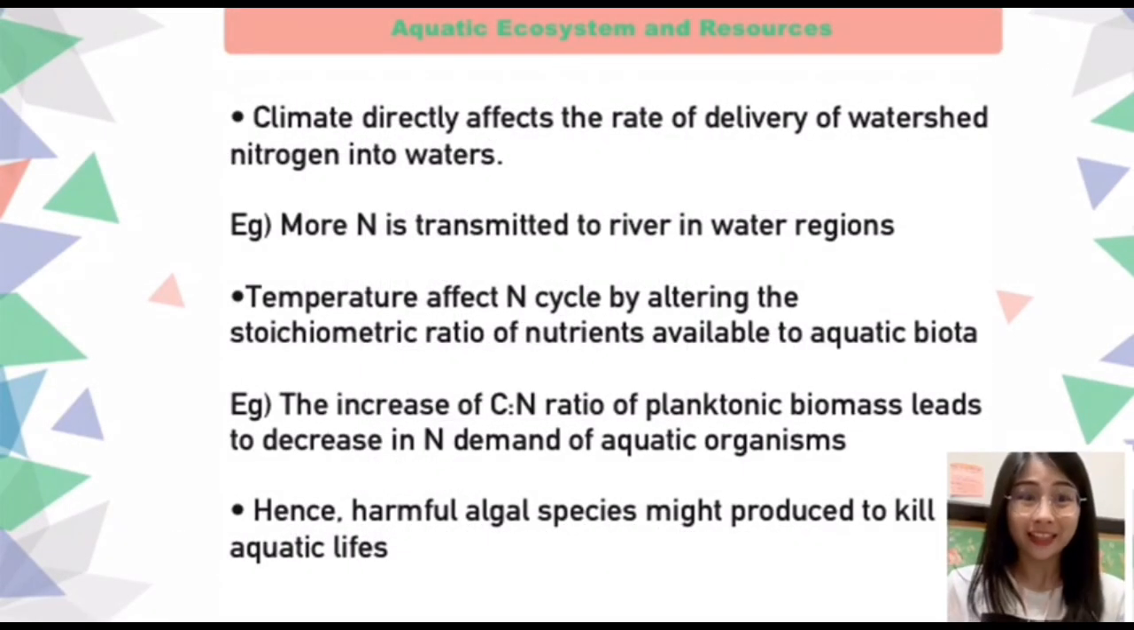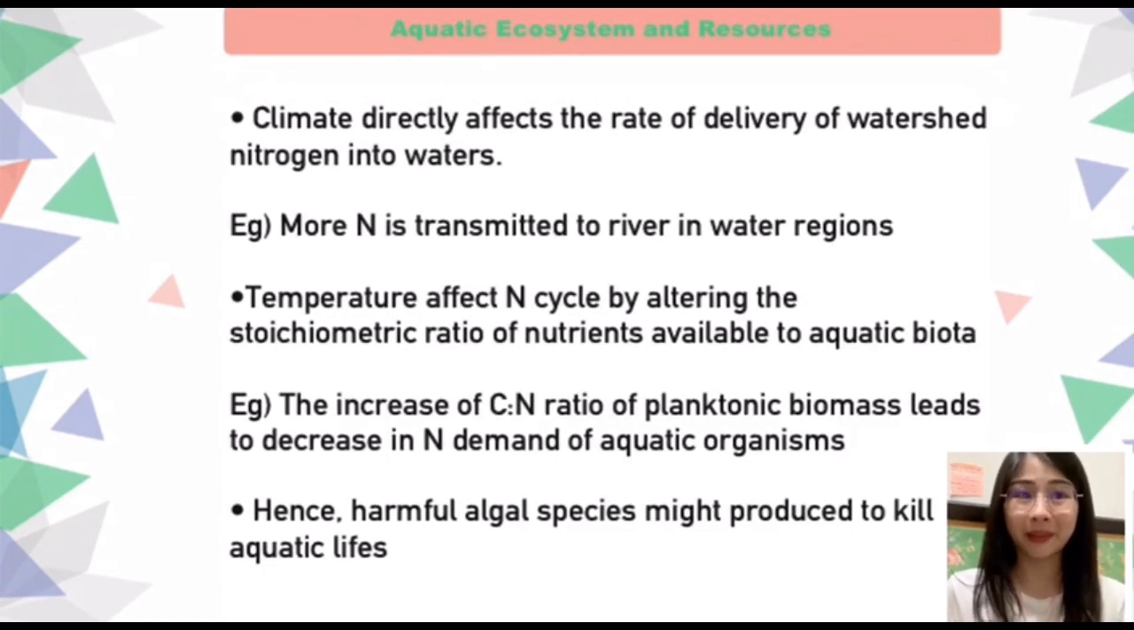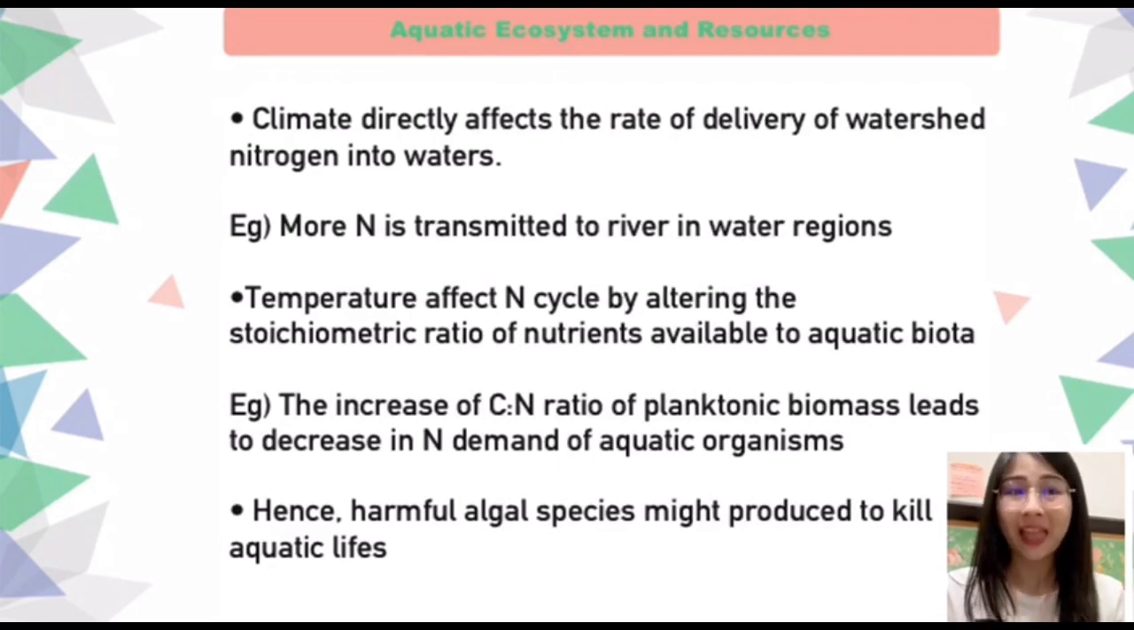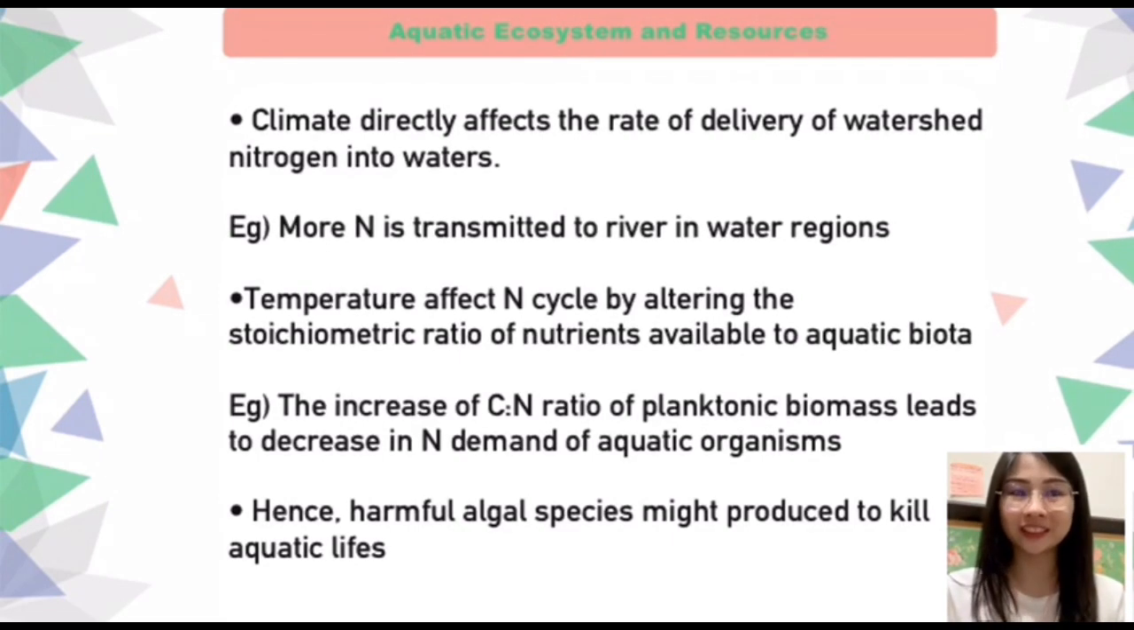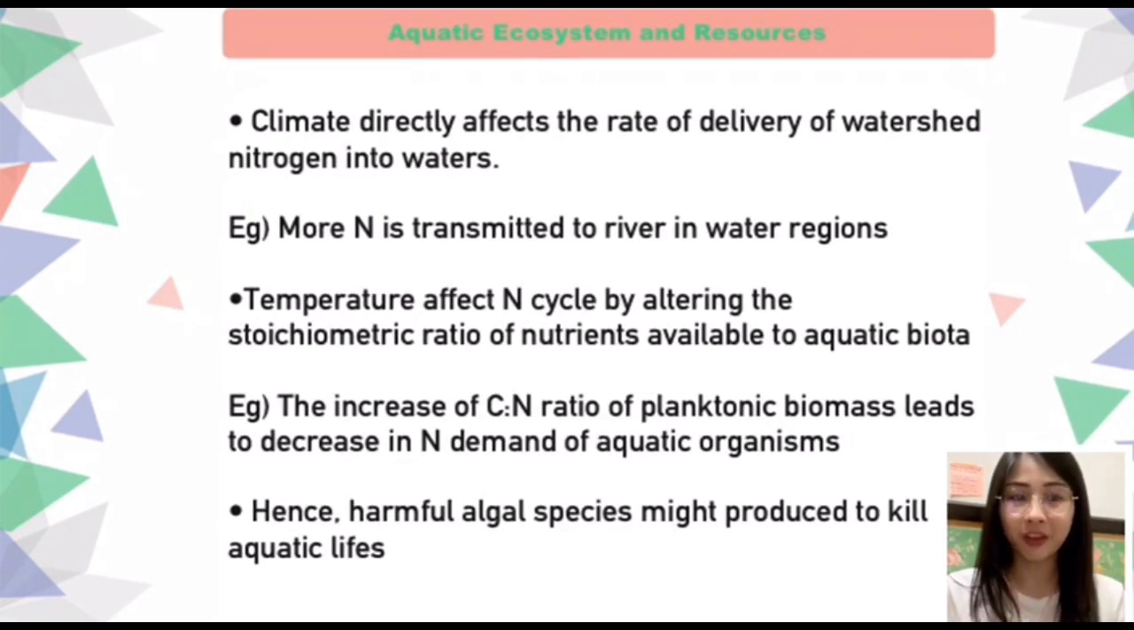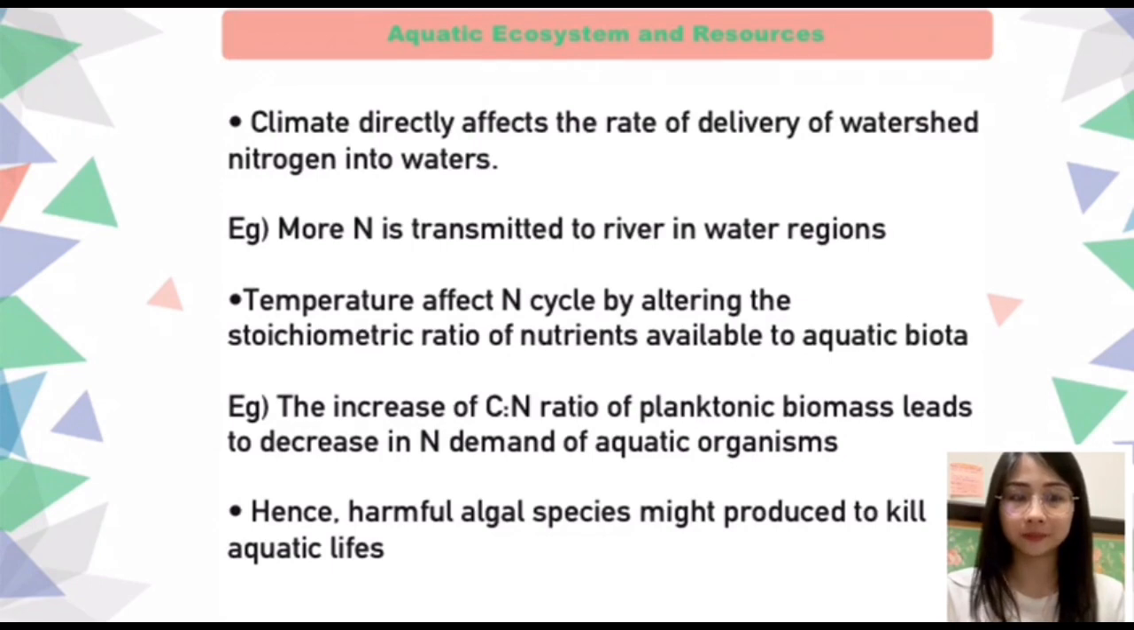Then, it is followed by the interactive effects of excess reactive nitrogen and climate change on aquatic ecosystems and water resources. Climate change has an effect on water resources, caused by increased evaporation, warming temperature and changes in the ocean circulation. Climate may directly affect the rate of delivery of watershed nitrogen into waters. For example, greater nitrogen is transmitted to rivers in wetter regions than in drier regions.